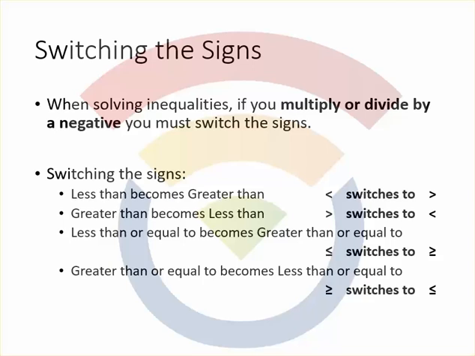So we need to get in the habit of switching the sign of our inequality whenever we multiply or divide by a negative number. This chart can help you remember which one they switch, but basically you're just switching the direction. Again, this is because negatives are opposites. So if we multiply or divide by a negative, we have to do the opposite of everything. Let's see what this looks like.